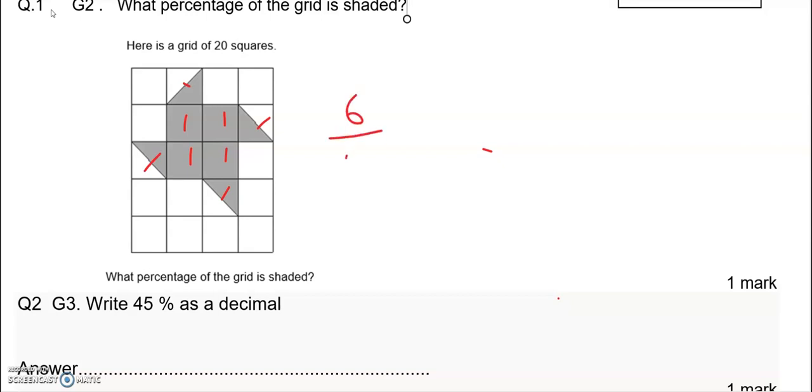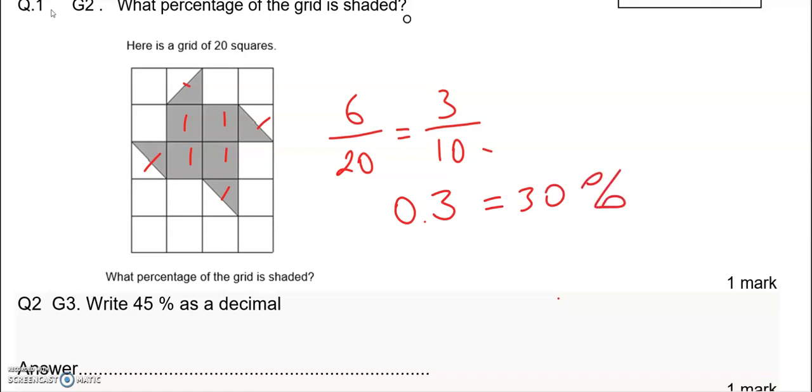So 6 out of 20 squares in total, which is the same as 3 out of 10 by dividing both of them by 2, and 3 out of 10 is 0.3, which is equal to 30%. So 30% of the squares are shaded.